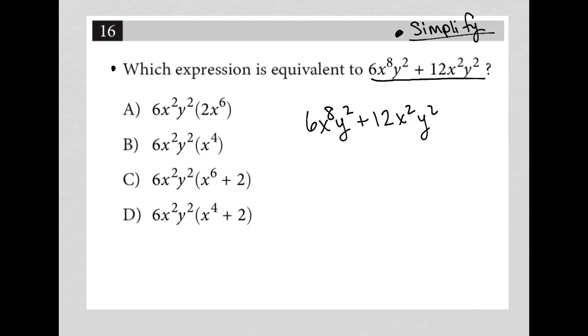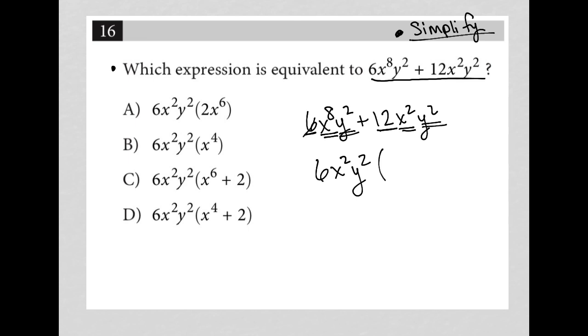So in this case, what is the greatest common factor between 6 and 12? Well, that would be 6, right? So that's my GCF there. And then what's the greatest common factor between x to the 8th and x squared? Well, that would be x squared. X squared is the largest common factor between those two. What's the greatest common factor between y squared and y squared? Well, it's just itself. It's y squared. Okay, so there's my GCF.